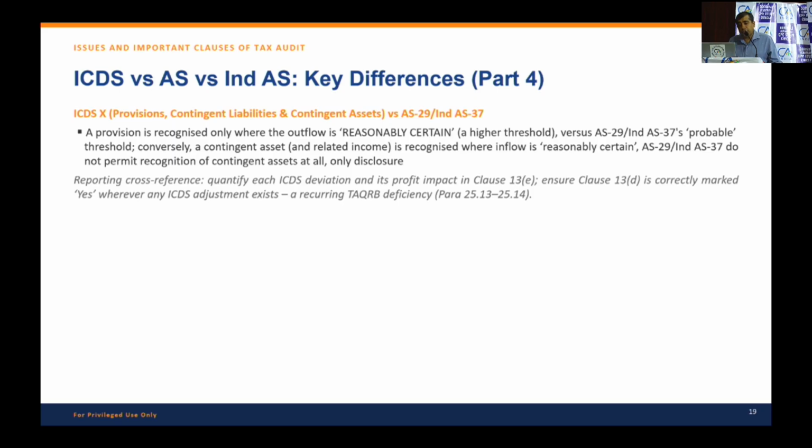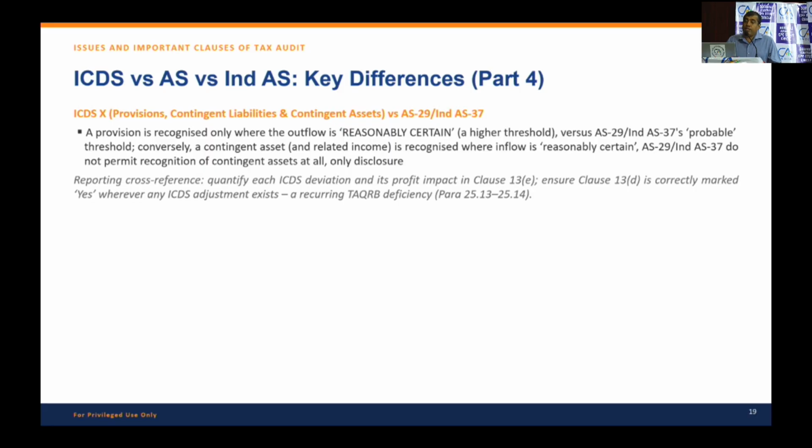Provisions, standard ICDS 10 and corresponding AS 29. When it comes to liability, ICDS says you have to book a liability when it is reasonably certain, whereas AS 29 says it has to be probable. If the liability is probable, then you have to make a provision. So there could be a difference, because when you assess the liability from the terminology of reasonably certain and probable, there will always be a difference, because something which is probable may not be reasonably certain. So there will always be a difference when it comes to provisions.